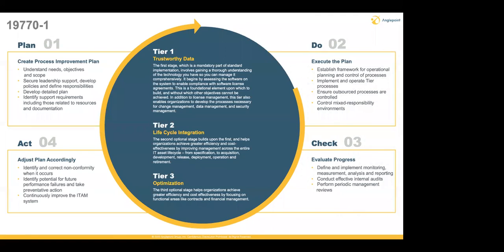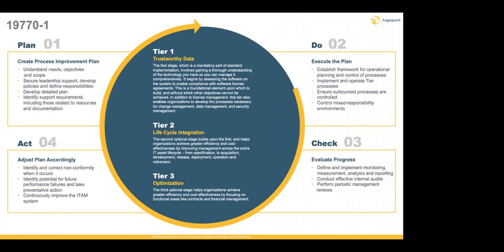I mean, organizations change literally by the day, and the SAM program must change with it, or else it risks becoming irrelevant. The plan phase is probably the most important and is covered by sections 4 through 7 in the standard. Here, you are determining the needs of the organization and the scope of ITAM. You develop policies, you perform risk assessment, you create a detailed plan, and you identify whatever resources are required.